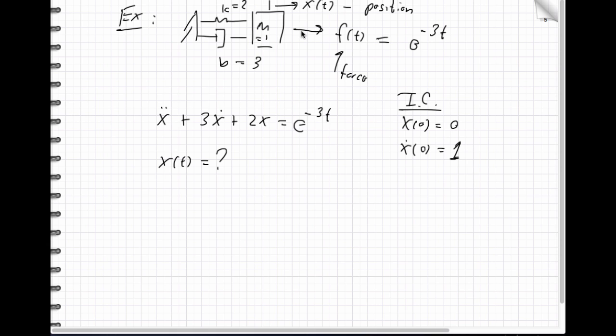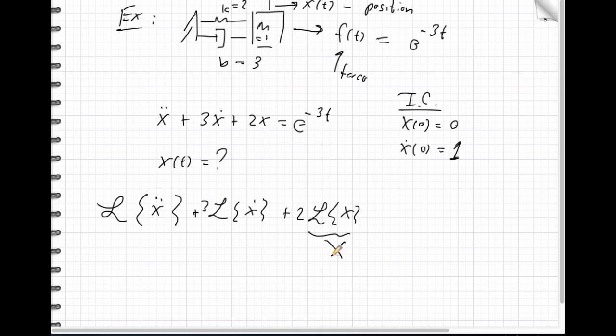All right. First thing we're going to do is take the Laplace transform of the differential equation. Okay. So I'm going to do it slowly in small steps. It's the Laplace transform of x double dot plus 3 times the Laplace transform of x dot plus 2 times the Laplace transform of x, which by itself, by definition, is my x of s. And then the Laplace transform of e to the minus 3t, if you look it up in the table, it's 1 over s plus 3.